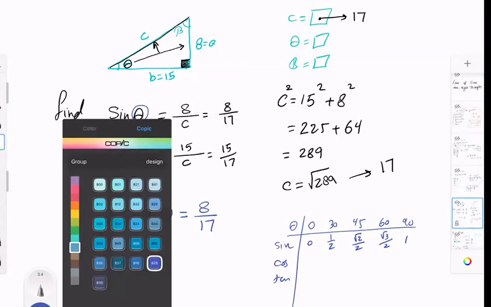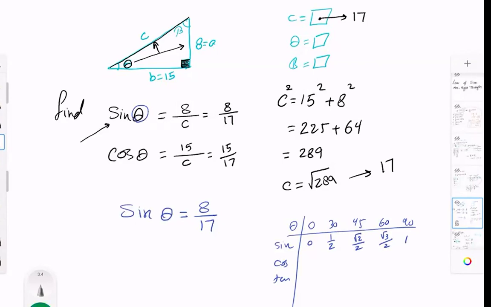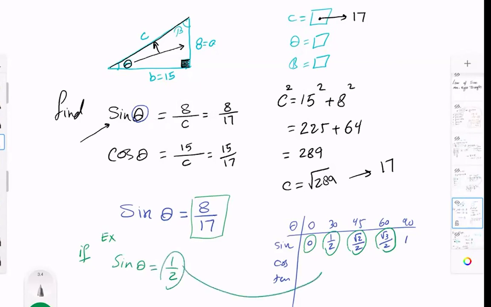And if you look at the unit circle, most of the answers are 0, 1/2, radical 2 over 2, radical 3 over 2. So none of them is 8 over 17. As an example, if sine of theta was 1/2, because you see 1/2 here, then you could say theta equal to 30 degrees without any inverse or using a calculator. But in this example, we got 8 over 17. 8 over 17 is nowhere on your unit circle.